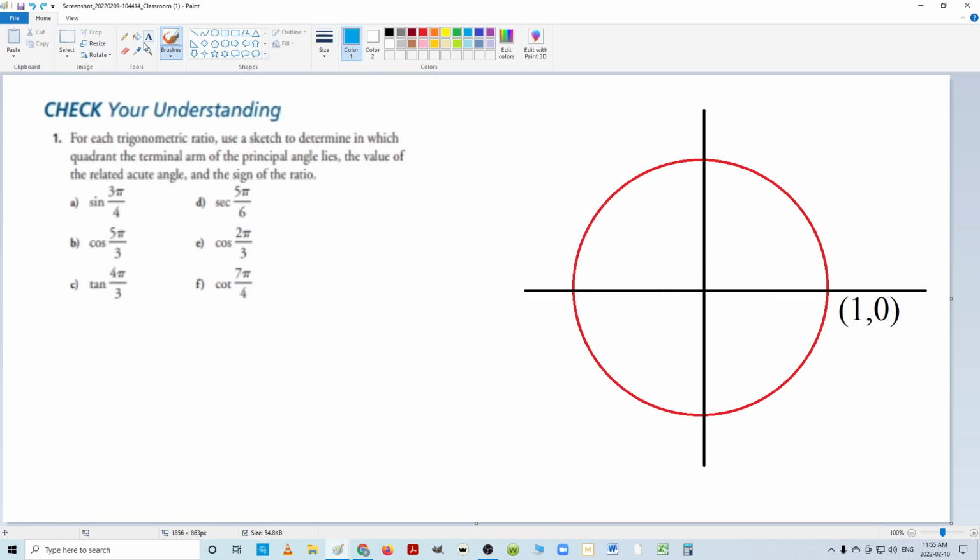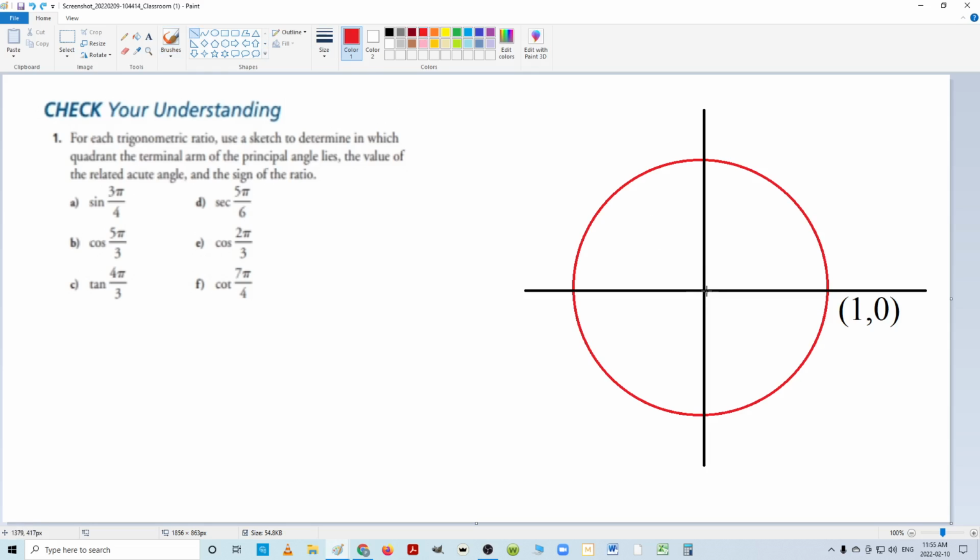But let's start again. Let's look at a principal arm that falls in the first 90 degrees, just to understand things better. It turns out that a principal arm that falls in the first 90 degrees has a terminal arm that falls in the first 90 degrees and a principal angle that is the exact same as the acute angle. So in Quadrant 1, we discovered that the principal angle and the acute angle are the same. Once the terminal arm travels past 90, that is no longer true.